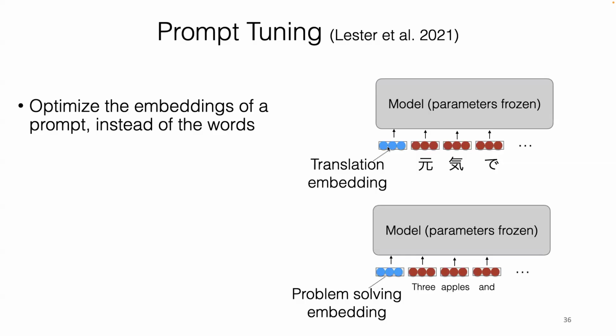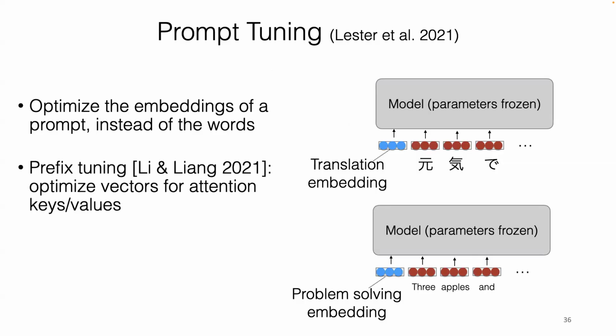So this type of method is called prompt tuning. And then there's a related method that came out around the same time called prefix tuning. They have a similar idea where you freeze the model's parameters and then just update some vectors for each task. They actually put it into different parts of the model, so for the keys and values in the attention, but the high-level idea is the same spirit of method.